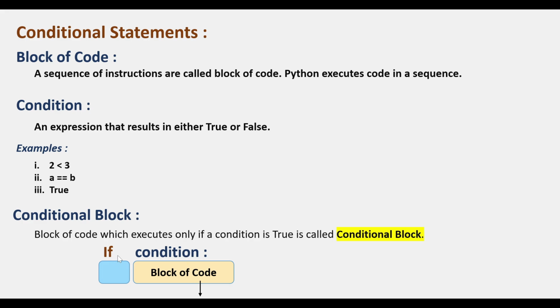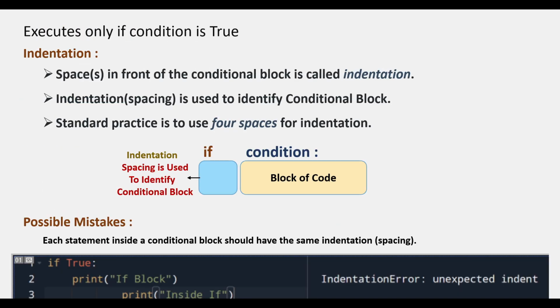if condition one. Here we will use if as a keyword, and the condition is based on the given problem. We will prepare the condition based on the given problem. Next, at the end of the condition we will put a colon. In the next line, from the corner onwards we will take four spaces. Then inside the block of code, we will write the code based on the requirement.